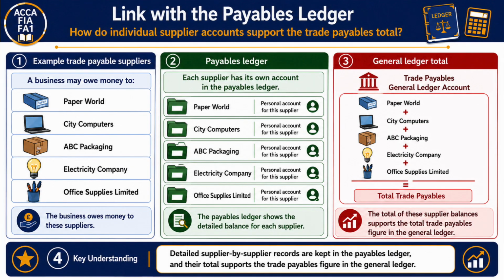Link with the Payables Ledger. Each trade payable supplier will have a personal account in the payables ledger. For example, a business may owe money to Paperworld City Computers, ABC Packaging, Electricity Company, Office Supplies Limited. Each supplier has its own account in the payables ledger. The payables ledger shows the detailed balance for each supplier. The total of these supplier balances supports the total trade payables figure in the general ledger.